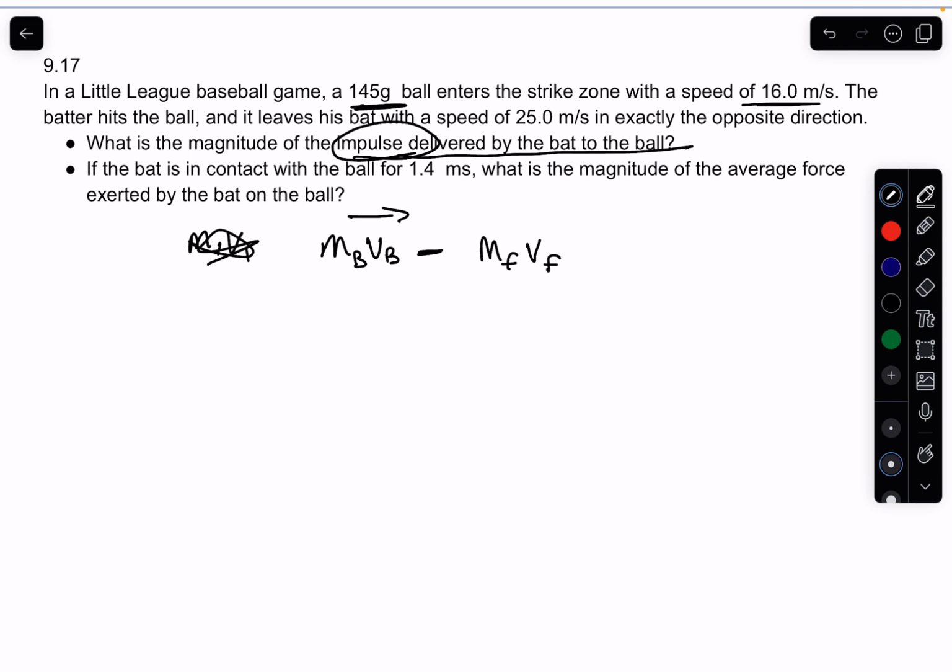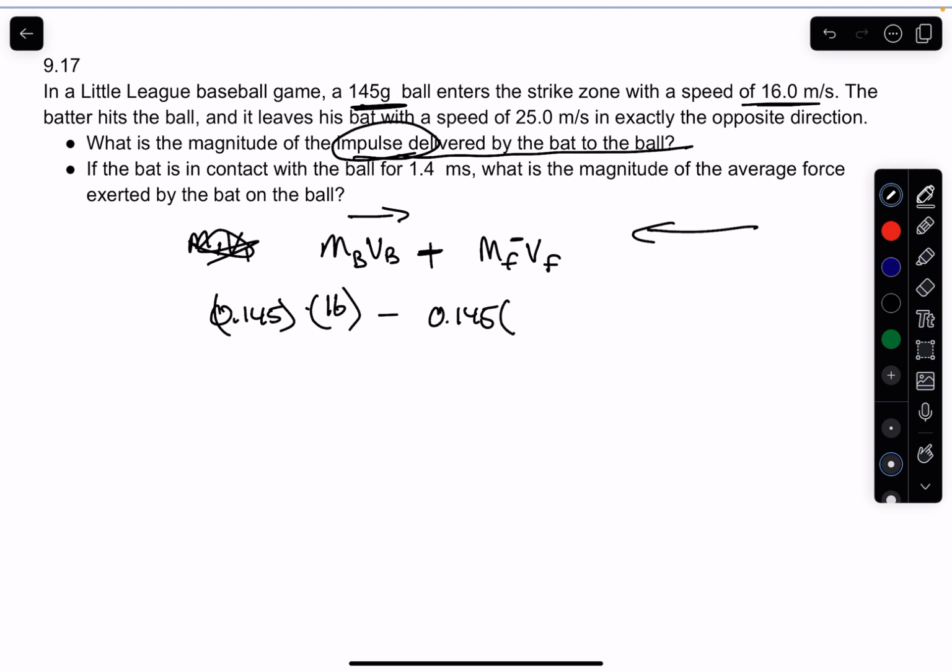So when you do the M of the ball, I have 16. It's going at 16 meters per second. Actually, I'll put the first mass. 0.145 times 16 meters per second. But since you're subtracting when he goes back in the other direction, the velocity is negative, right? Because he's moving back in the other direction when the ball comes back the other direction. So it's going to be minus, because it's plus and negative, 0.145 times 25.